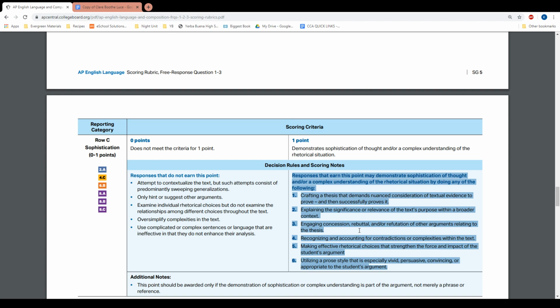Number 3. Engage in concession, rebuttal, and/or refutation of other arguments relating to the thesis. If you're able to consider other sides or other views, or maybe how the press is feeling when they're hearing Claire Booth Luce talk, and just how they might respond to it in the body paragraphs themselves, boom, you're understanding concession, you're understanding rebuttal, another point for sophistication.